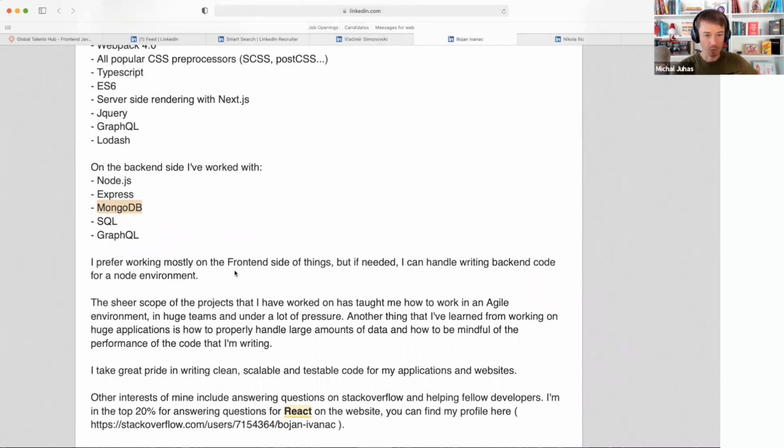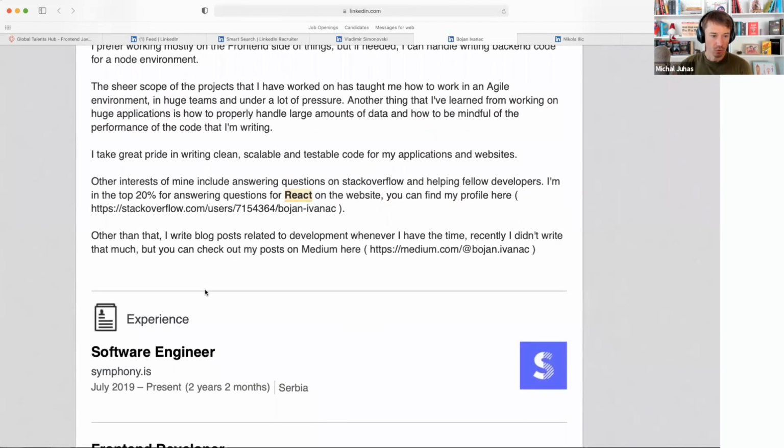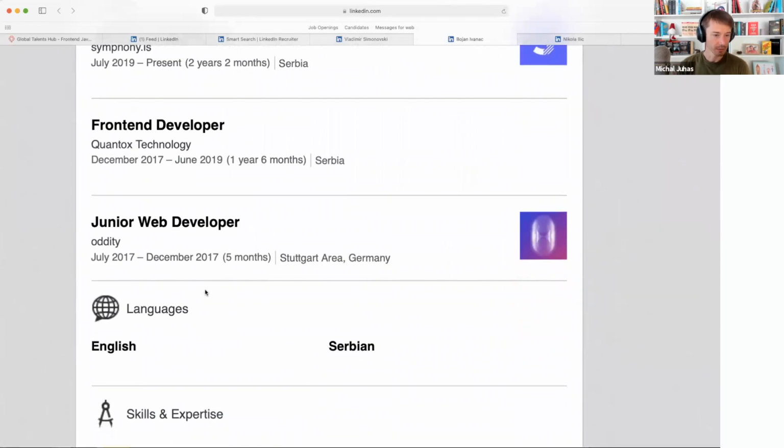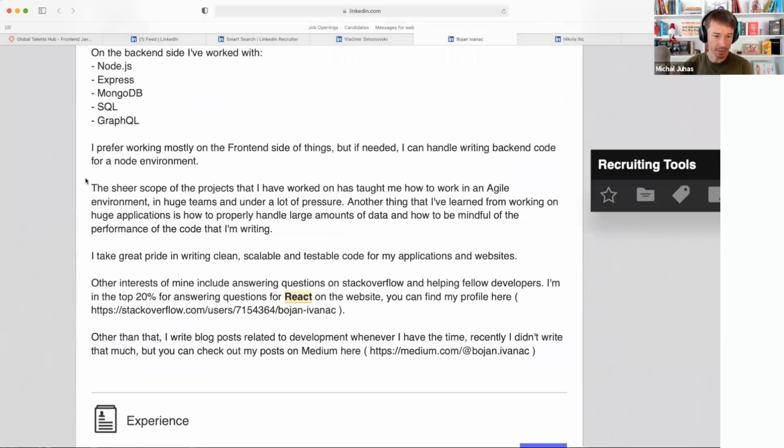I prefer working mostly on the front-end side of things, but I can handle writing code for backend. That's great. He would only need to focus on the front-end. So, yeah, I mean, he seems to be the best fit so far. He started as junior 4 years ago. Then he was a mid-level developer. Very cool, very cool. So, I guess this is the best fit.